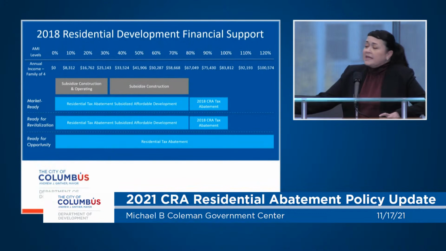The residential tax abatement also does a great deal to support those projects and is often utilized by our affordable housing partners, so it becomes part of that stack, not only just addressing folks in the 80 to 100 in the current iteration of the policy, but also really looking at supporting projects from 0 to 100 right now. And then in the Ready for Opportunity neighborhood, we have the residential tax abatement that's obviously across the entirety.